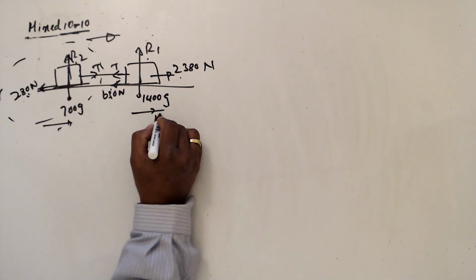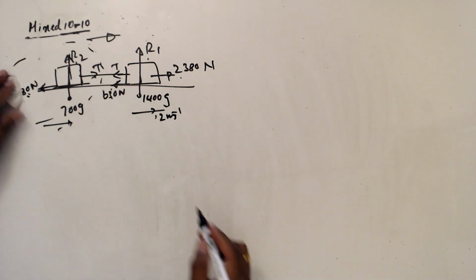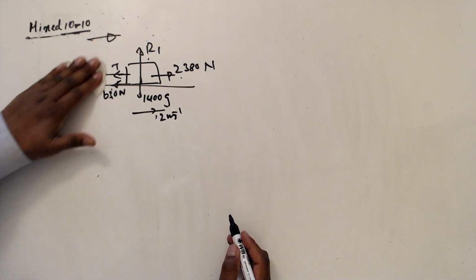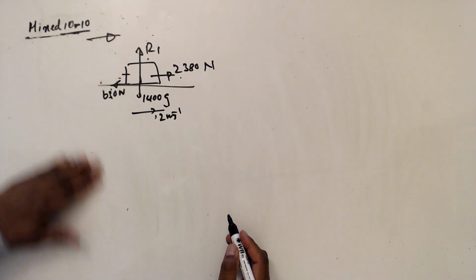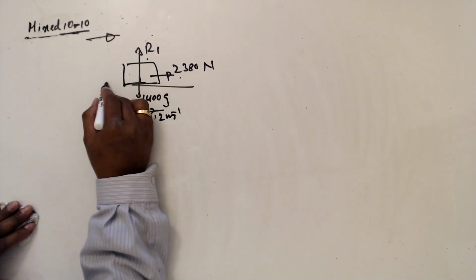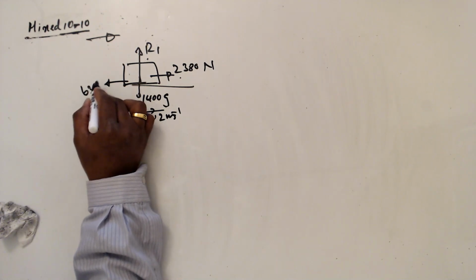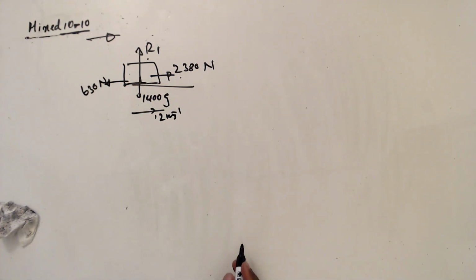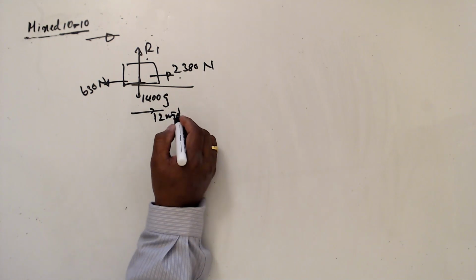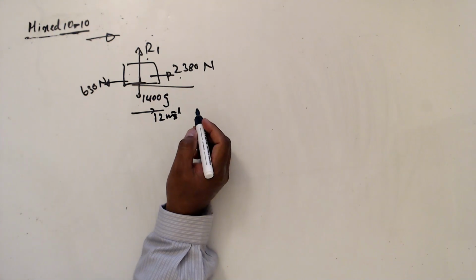When the car is traveling at 12 m/s, the rope is broken and then we drop the trailer. So now the car is there, the driving force is there, and the resistance force is 630 Newton there. And the speed is 12 m/s. So we need to find the distance moved by the car for 4 seconds after.